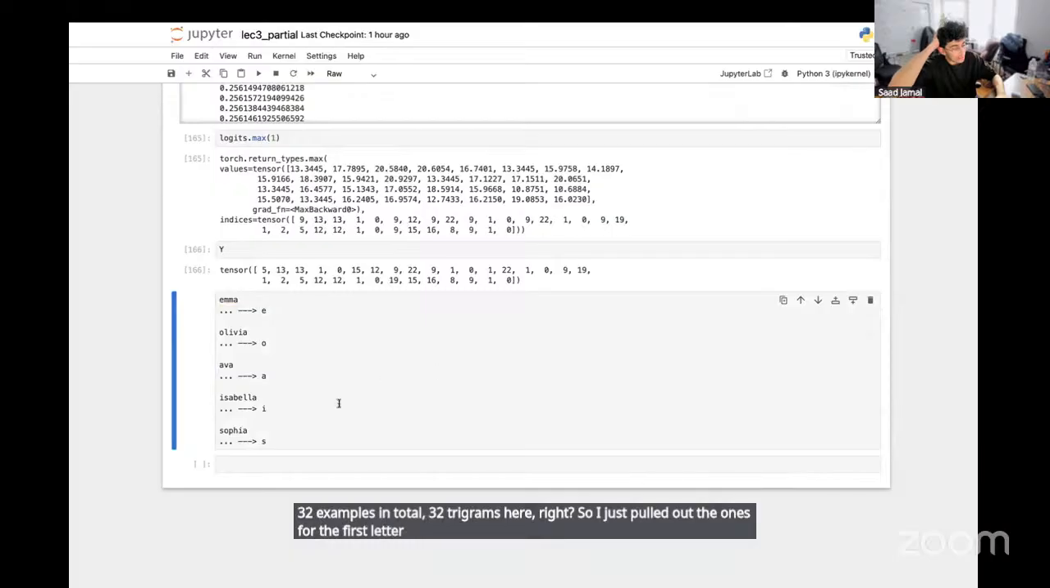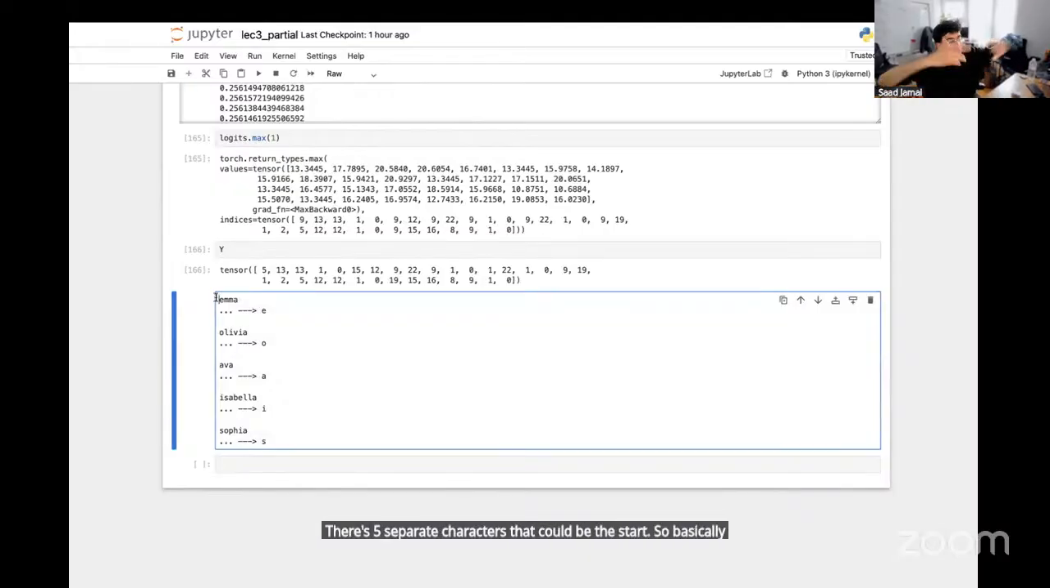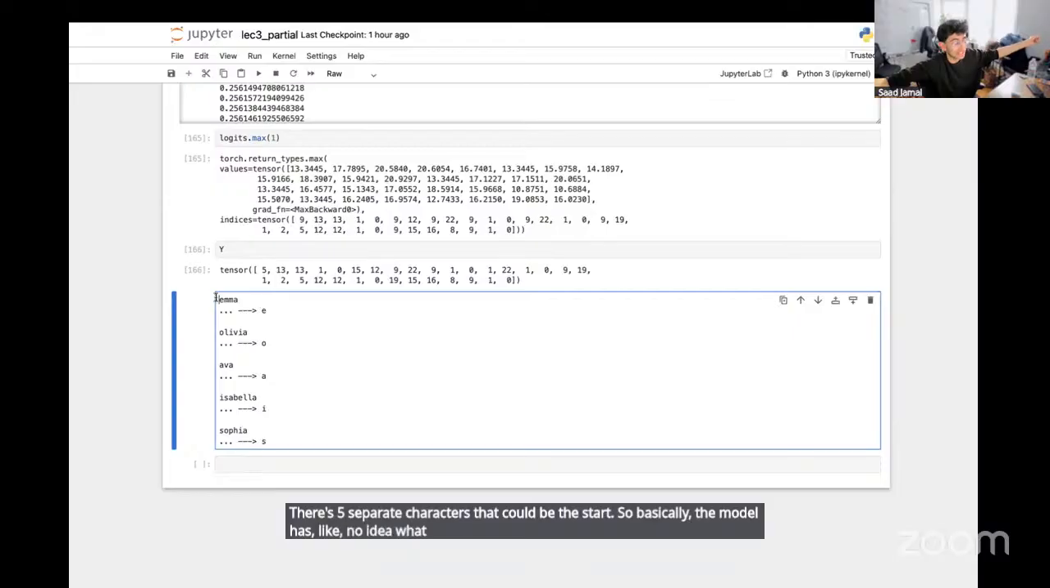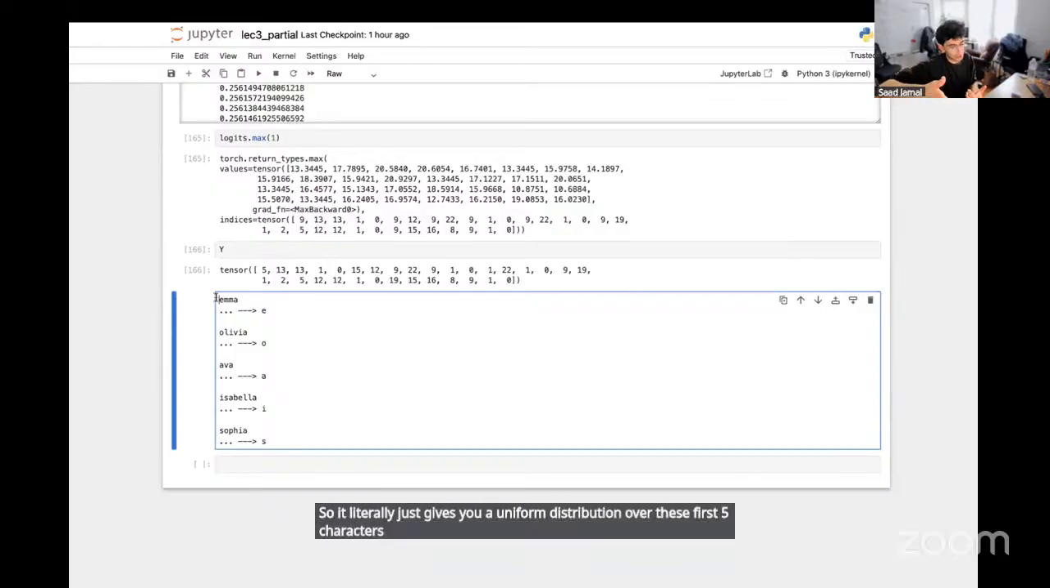You can see that in our very small training data, there's 5 separate characters that could be the start. So basically, the model has no idea what to do when it's given a start token, right? It says, okay, it could either be E, or it could be O, or it could be A, or it could be I, or it could be S. So it literally just gives you a uniform distribution over these first 5 characters. So how do we solve the problem?